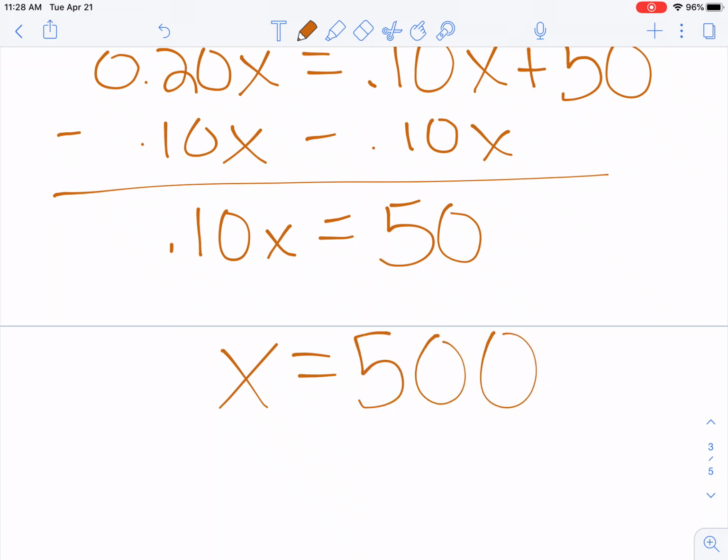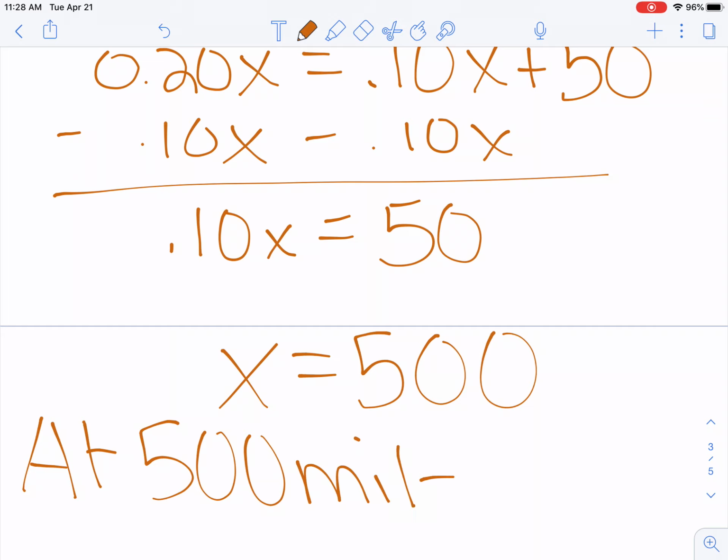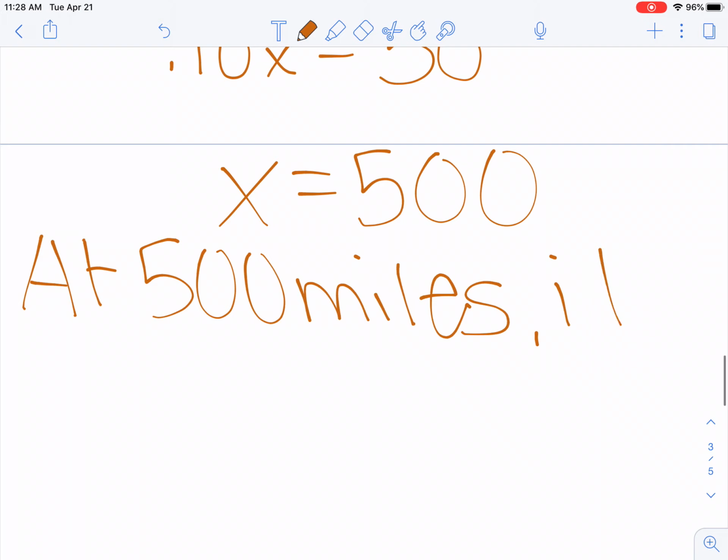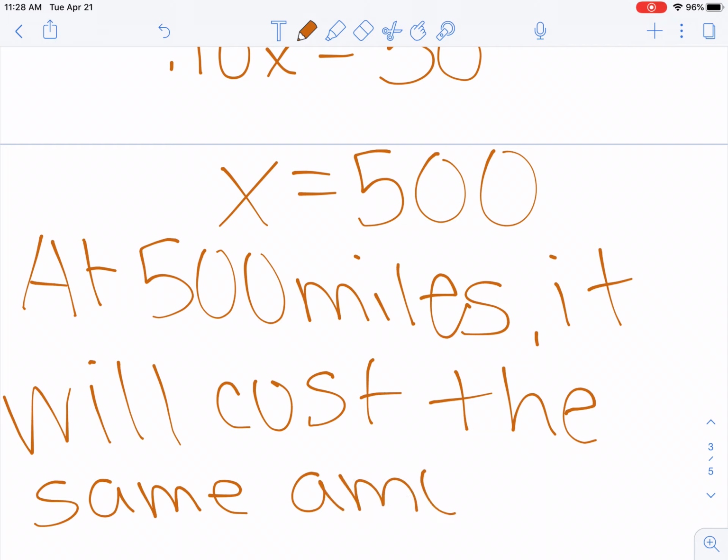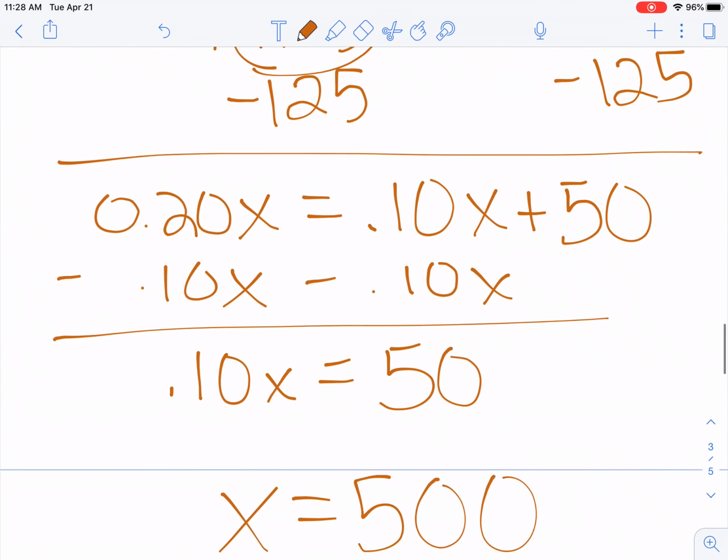So what does X represent in this problem? It represents the number of miles. So at 500 miles, it will cost the same amount. And what is that amount going to be?